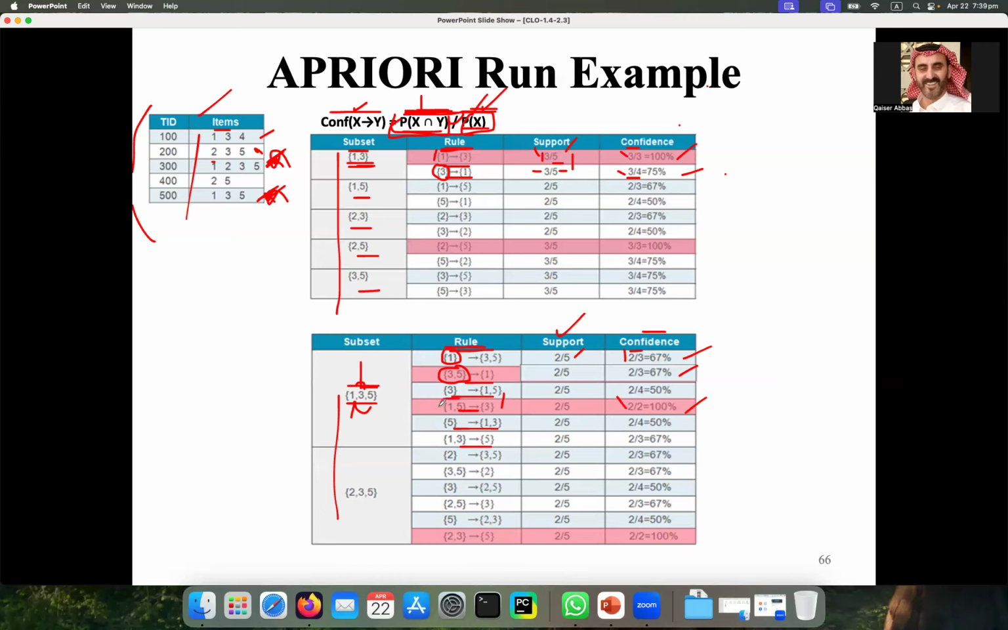And x is 1, 5. So 1, 5. Count 1, 5. 1, 5, 2. 2 divided by 2, 100%. You can count all this like that.